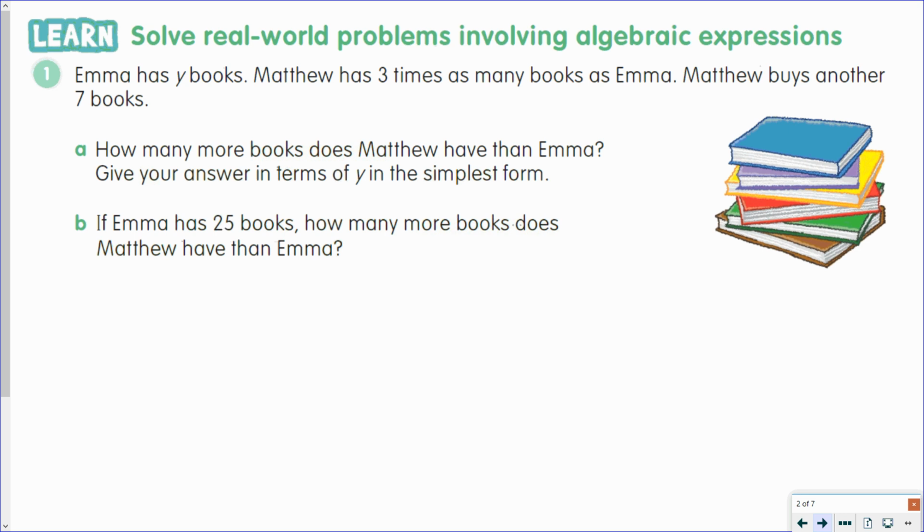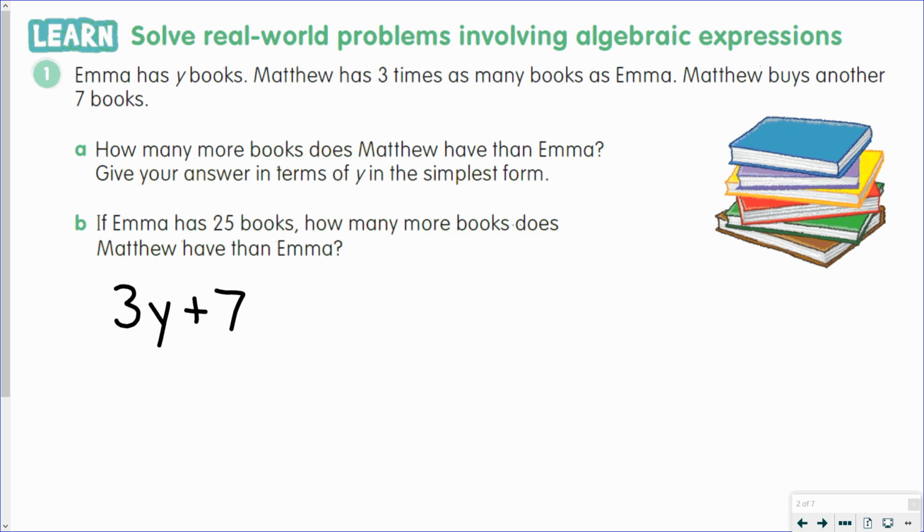So we build our expression by looking at the information we're given and then figuring out mathematically what is taking place. So Emma has Y books. Matthew has 3 times as many books as Emma. So if Emma has Y books and Matthew has 3 times as many, we're going to multiply the amount that Emma has by 3. It says that Matthew then buys another 7 books. Well, if he buys another 7 books, that means he's getting more. So we're going to add 7 to that. So the amount of books that Matthew has is 3y plus 7.